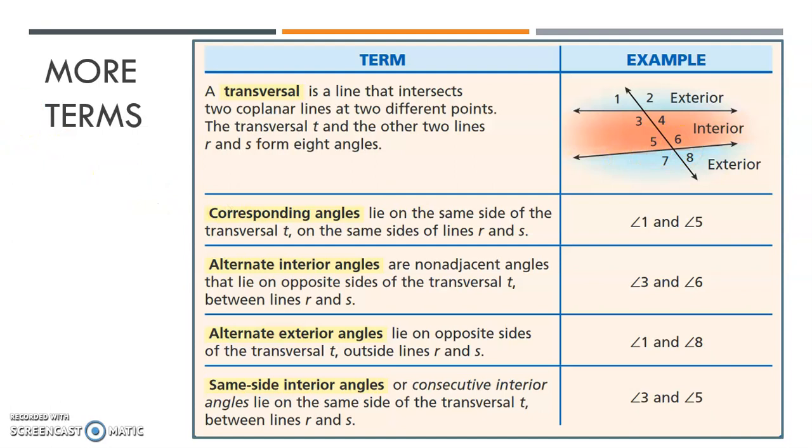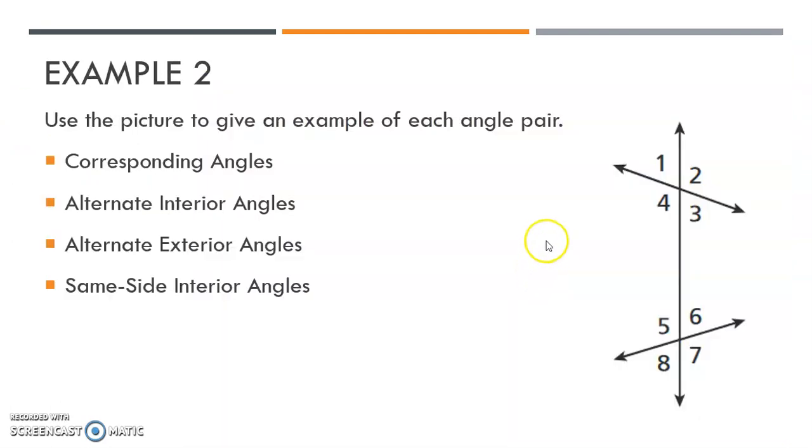Now let's take a look at an example. It says use the picture to give an example of each angle pair. They want corresponding angles, alternate interior, alternate exterior, and same side interior. Don't forget when you write them to write your angle symbols. We're going to do this one together, and then you have a check it out question to work on yourself.